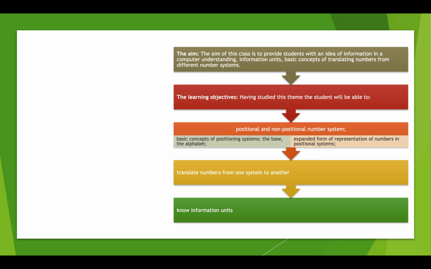The aim of this class is to provide students with an idea of information in a computer, understanding information units, and basic concepts of translating numbers from different number systems. The learning objectives: having studied this theme, the student will be able to understand positional and non-positional number systems, basic concepts of positional systems, the base, the alphabet, expanded form of representation of numbers in positional systems, translate numbers from one system to another, and know information units.